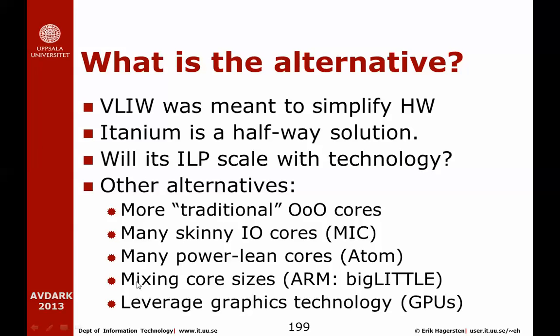Or maybe you would like to mix cores of different sizes, like what ARM has suggested. They have something called big.LITTLE, where the big core is an out of order core, the A15, and the little cores are in order, typically A7 processors. Mixing those, maybe that makes sense. Or, as we will talk about very shortly, maybe you would like to leverage graphics technology, maybe leverage the GPU. So there are lots more ways you can spend your transistors.